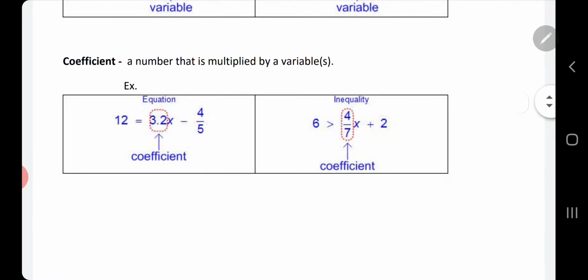A coefficient is a number that is multiplied by a variable or variables. So it's just a number that sits in front of the variable, in this case the x value. The 3.2 here would be the coefficient. Over here would be that 4 over 7. Once again, it's being multiplied right to that variable.